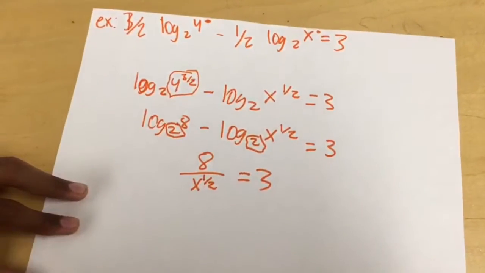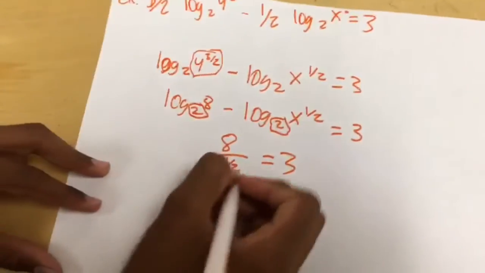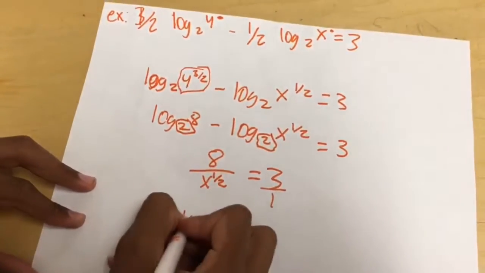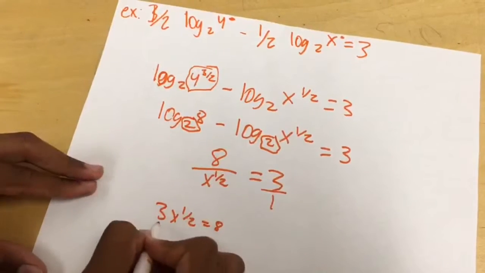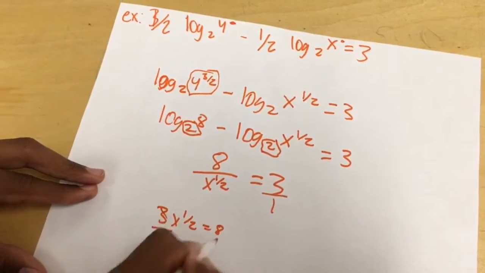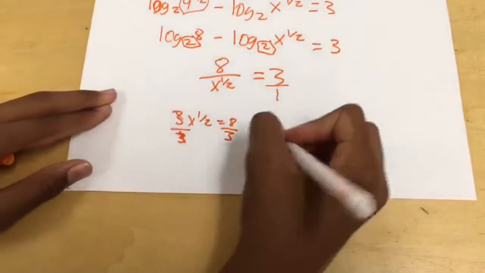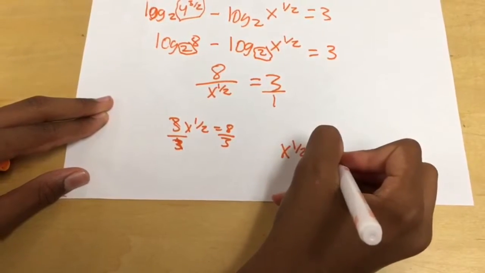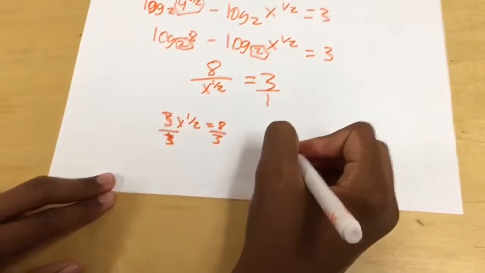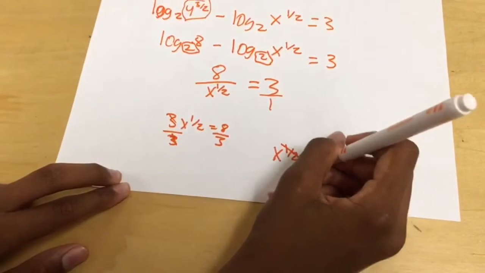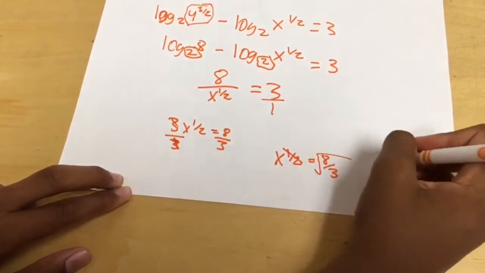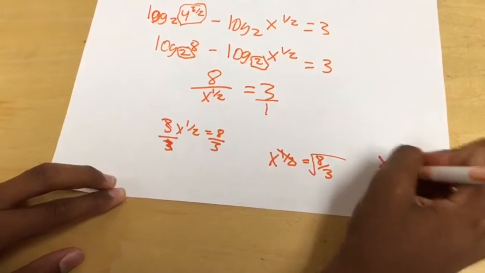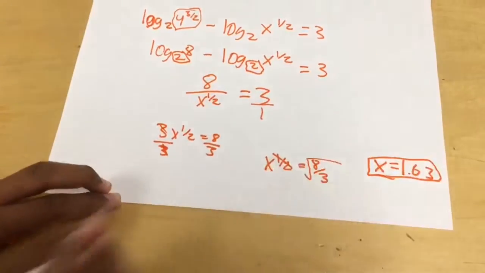Bang. Right? So now we're going to cross multiply. So we're going to put 1 over here, and then we're just going to cross multiply, and it's 3x to the half equals 8. Right? And now we're just going to divide by 3, and then x to the half equals 8 over 3, and now we're just going to take this power of the half, and this will become a square root. So now if you plug that into your calculator, you'll get x equals 1.63, and that is your answer.